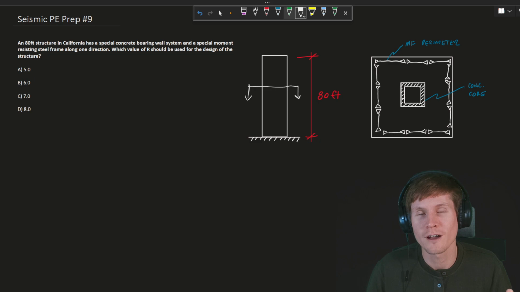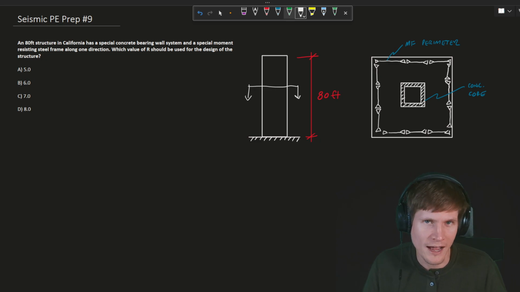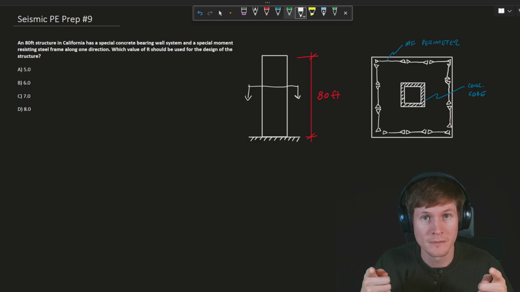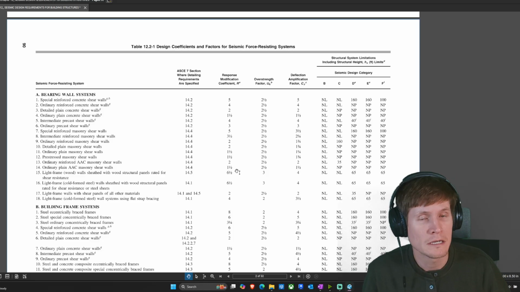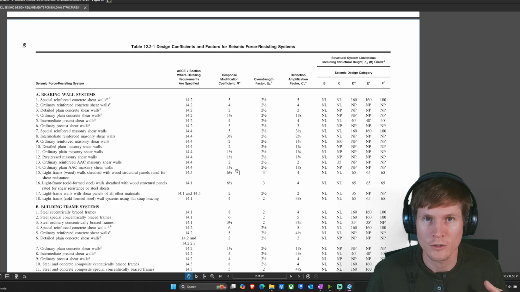If you've been following along with my previous examples, you're gonna start by asking yourself, is this a component? Is this a non-building structure? Is this a building structure? Today, we know this is a building structure, which means you're gonna find yourself in chapter 12. Specifically here today, they're talking about design criteria related to our vertical lateral system.